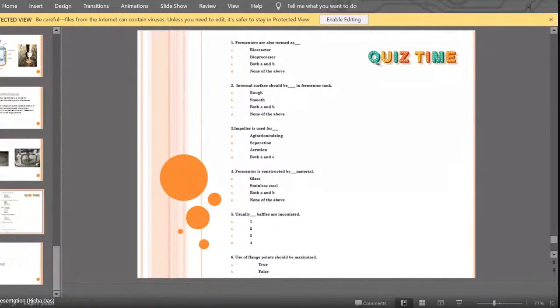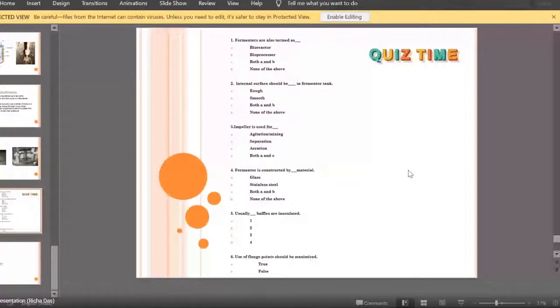Yeah, Om Prakash sir is right. Four baffles are used because fermenters are very big, they have large diameters, and to cover such a large fermenter, one baffle, two baffles, three baffles will not be sufficient. So the answer is four baffles.